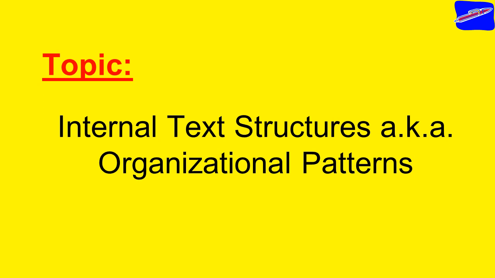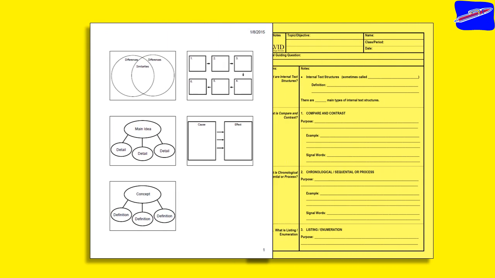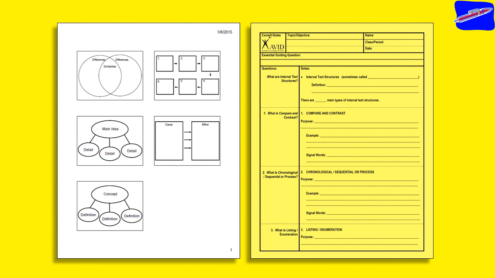Now, in addition to these Cornell notes, you'll also need a second handout that looks like this one. This is a listing of some of the different graphic organizers associated with organizational patterns. You'll want to keep this second handout right next to your notes, as we'll be switching back and forth between them throughout this video. Now that we've got that out of the way, let's take some notes.